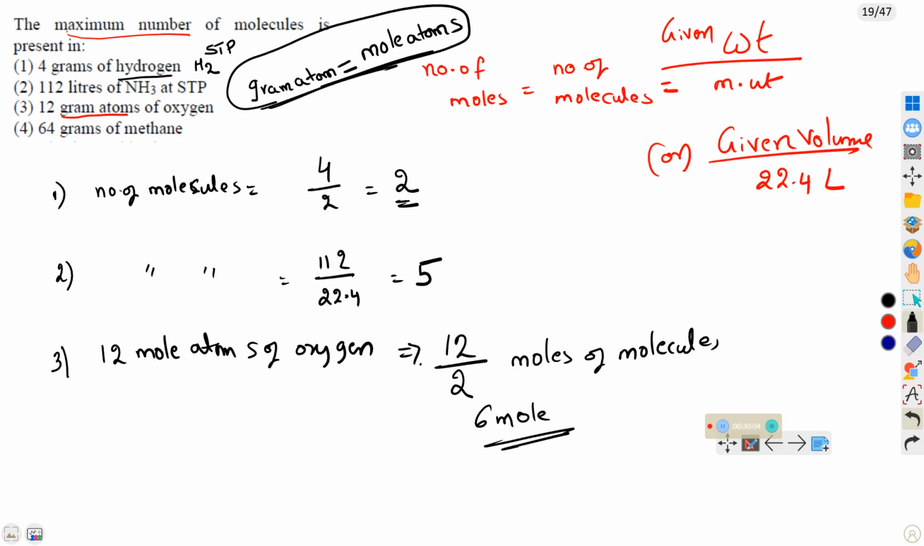Because oxygen O2 is diatomic, atoms are converted to molecules. So O2 is diatomic. That's the reason atoms are divided by 2. If it is triatomic, the number of atoms is divided by 3, like that. Next one. 64 grams of methane. Weight is 64 grams. Molecular weight of methane is 16. 16 for 64. So based on that, the third option is correct.